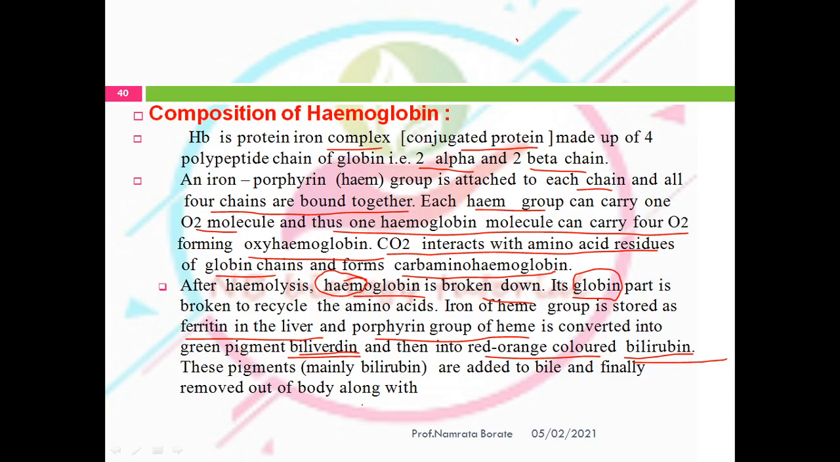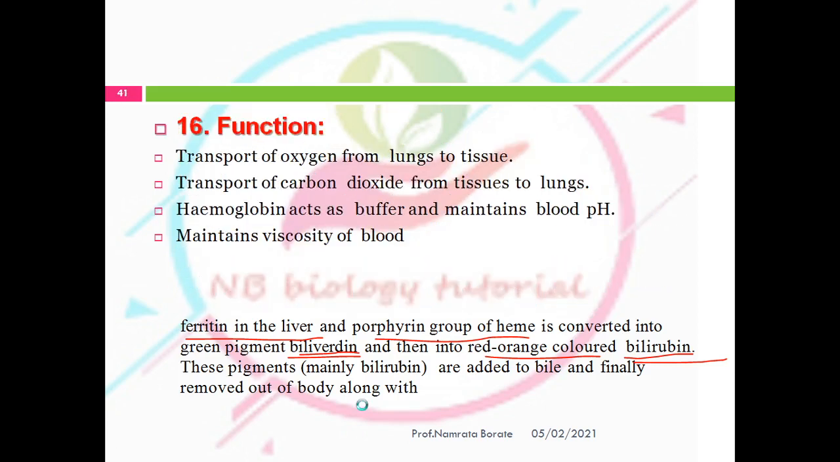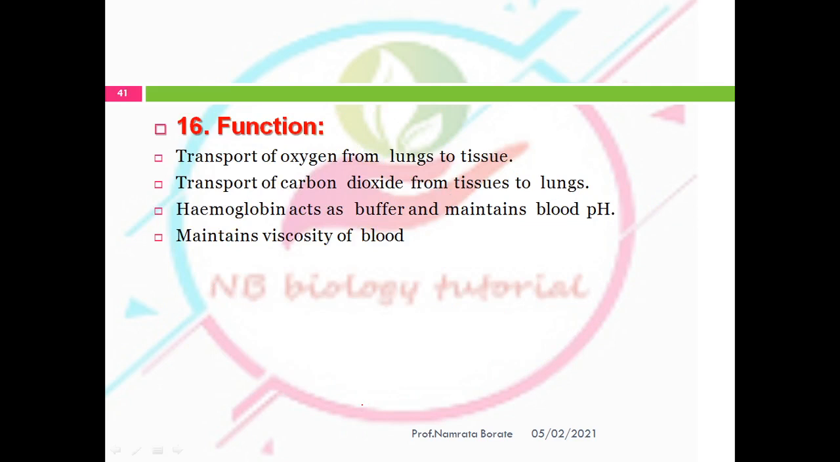Afterward, the next topic we see is the functions. The first function is the transport of oxygen from the lungs to the tissues, and transport of carbon dioxide from the tissues to the lungs. Hemoglobin also acts as a buffer and maintains the blood pH, and it maintains the viscosity of the blood.